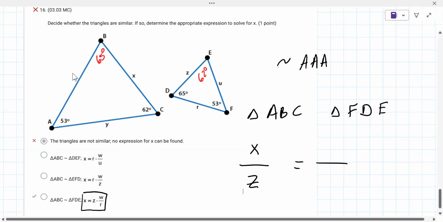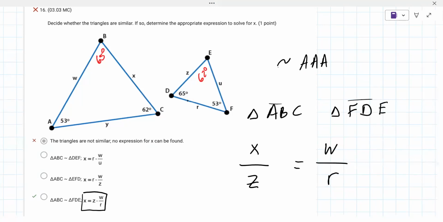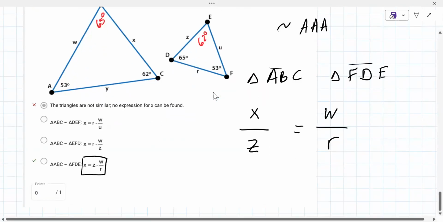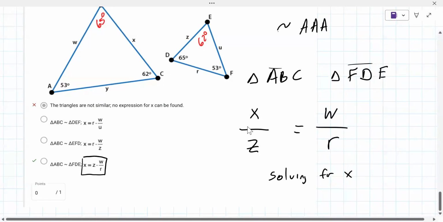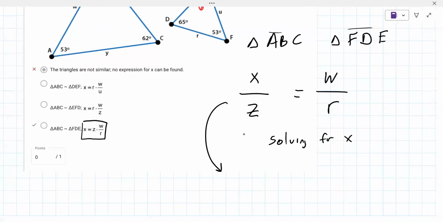And then W is from A to B. So we want the one that's from F to D. Because it's A to B, I'm wanting the one from F to D. F to D is the R, like that. So that's just a proportionality thing that you're setting up, and then they're just solving it for x. There's not really anything useful, but they're solving it for x. So they multiply both sides by z. And that produces x equals z times w over r, like that.